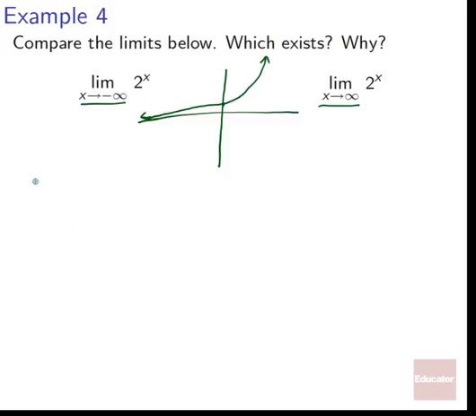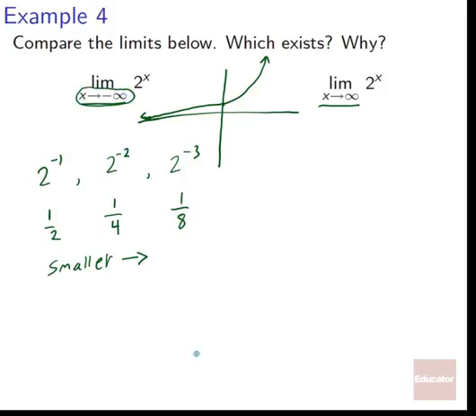If we look at some values, we see that at x equals negative 1, x equals negative 2, x equals negative 3, we'd have 2 to the negative 1, and then 2 to the negative 2, and then 2 to the negative 3, which would come out to be 1 half, 1 over 2 squared, so 1 over 4, and 1 over 2 cubed, which would be 1 over 8. So 1 over 2, 1 over 4, 1 over 8. It gets smaller and smaller.